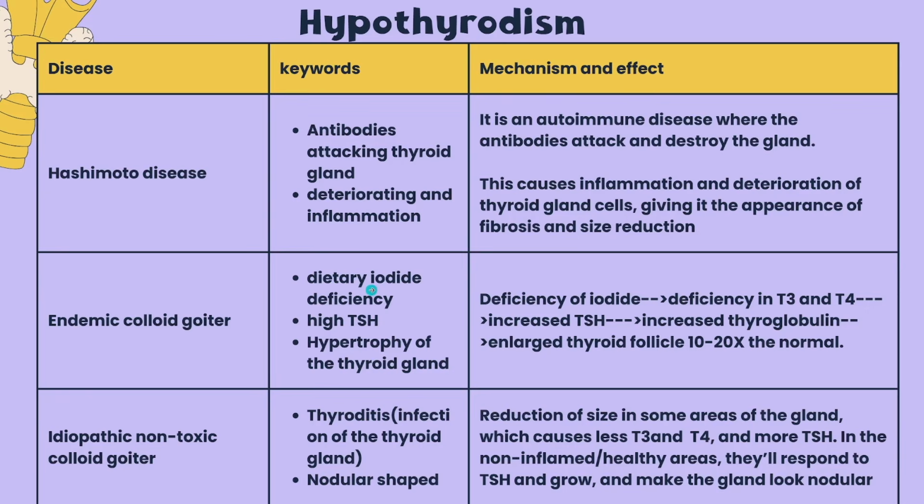It is because we have the deficiency of iodide. We cannot form the T3, T4. We have high TSH. The high TSH increases thyroglobulin, and grows the glandular tissue.